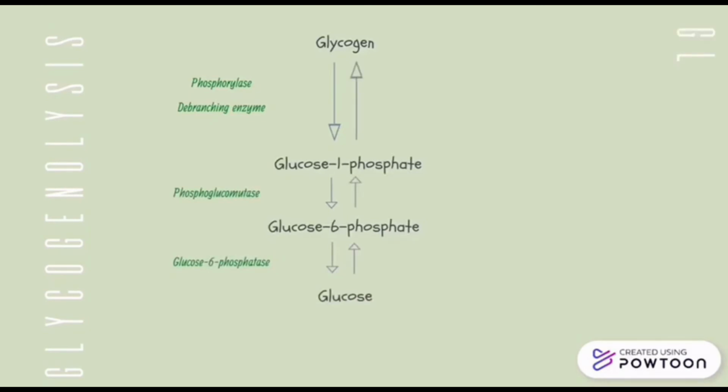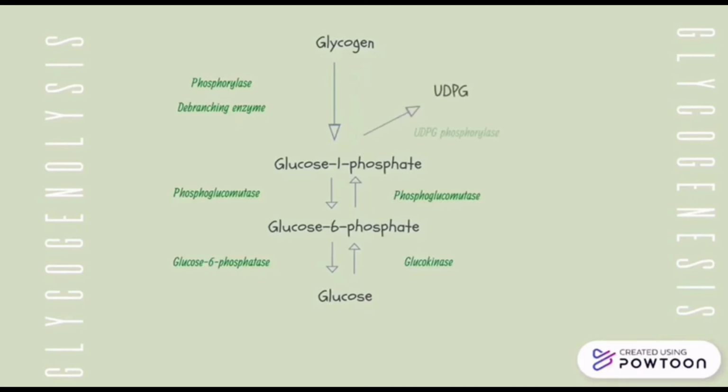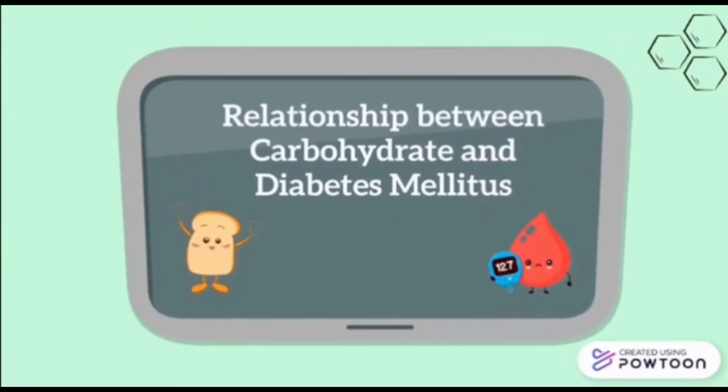The reverse action of glycogenolysis is known as glycogenesis. Glucokinase is needed to convert glucose into glucose 6-phosphate. The same enzyme, phosphoglucomutase, converts glucose 6-phosphate into glucose 1-phosphate, followed by UDPG pyrophosphorylase and glycogen by glycogen synthase and branching enzyme. Next, we will discuss the relationship between carbohydrate and diabetes mellitus.